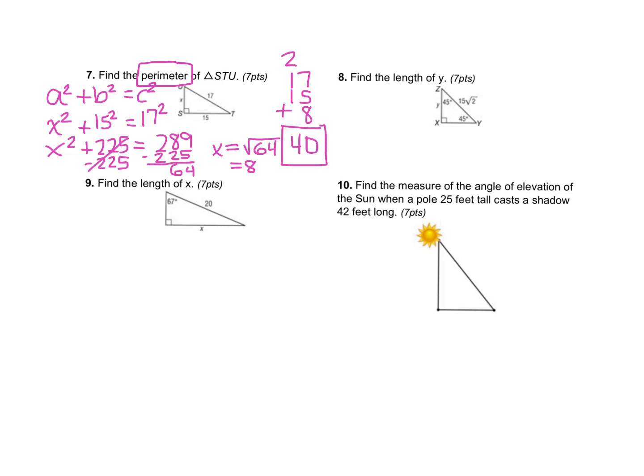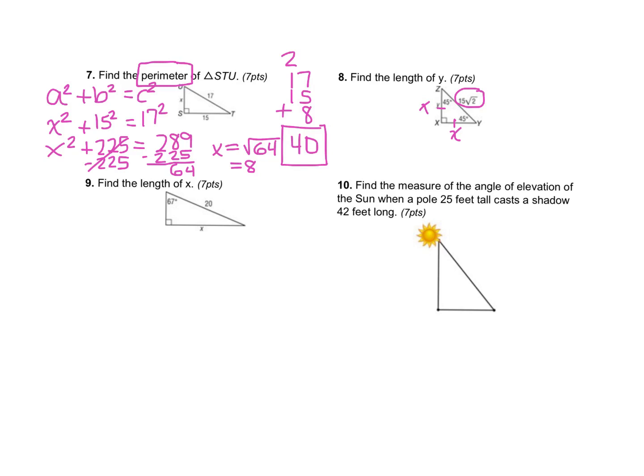Number 8 says find the length of y. So what we want to do here is reference what I was going over on question number 6. This is a 45, 45, 90 triangle. So I know that these sides are going to be the same. And then the hypotenuse would just be the length of the side times the square root of 2. I'm just writing the variable x because that's the way that we see it in our reference chart. So the variable x just represents the two legs on the triangle.